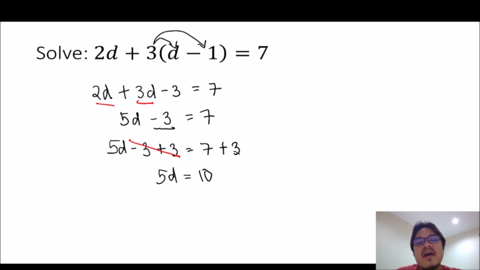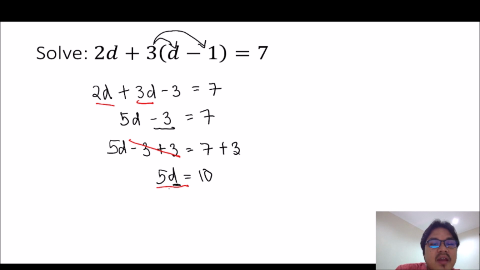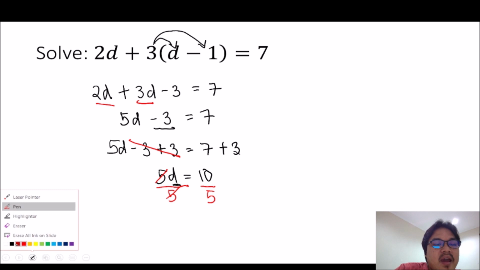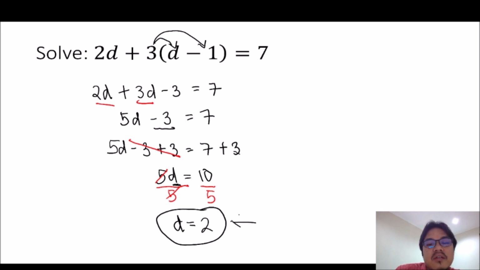So we have 5d equals 10. To isolate d, we're going to divide both sides of the equation by 5. So 5 over 5 is just 1, so we can cancel this. Okay, the left-hand side will now be d, and on the right-hand side, 10 divided by 5 is 2. So d equals 2 is the solution.